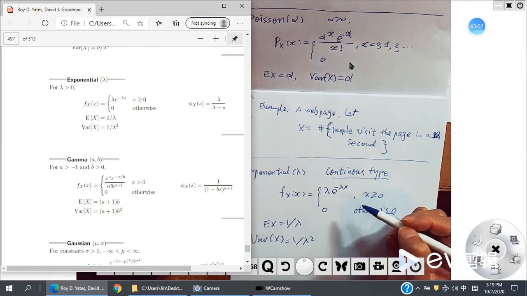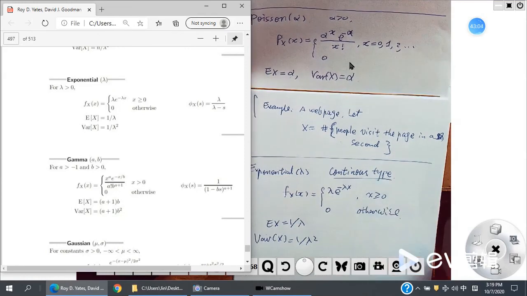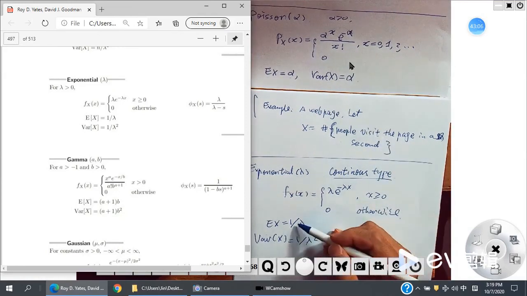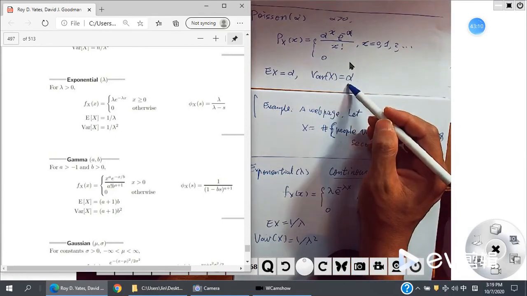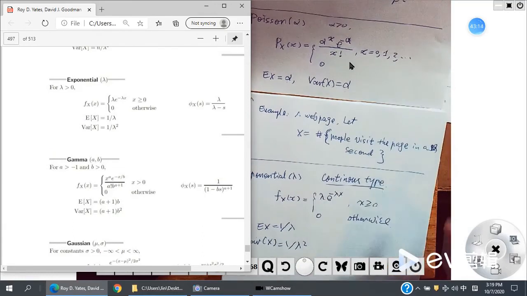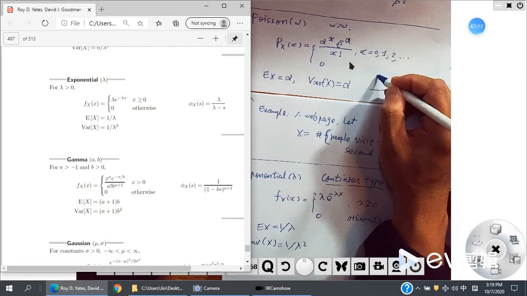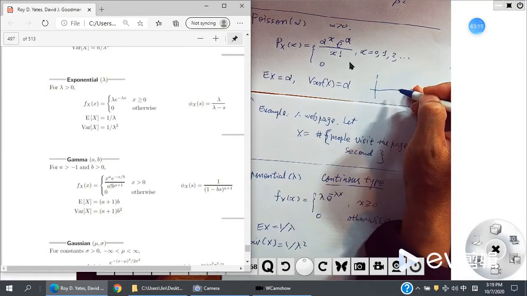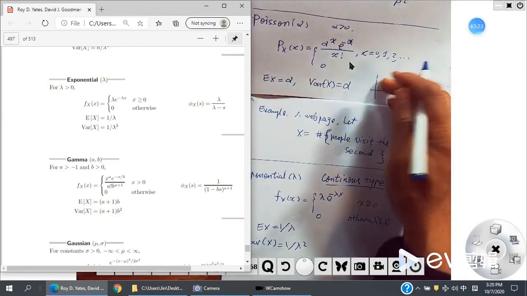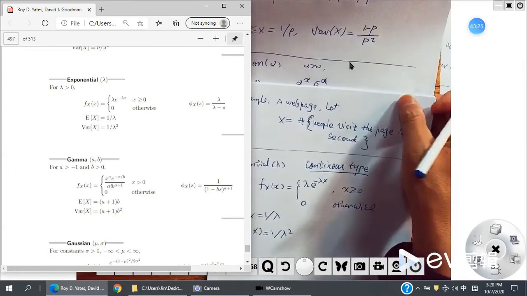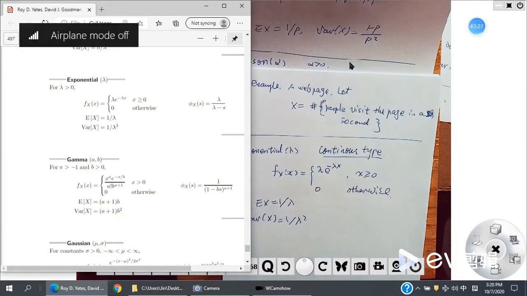And then the mean and the variance are 1 over lambda and 1 over lambda squared. Here it's alpha and alpha, right? Well, not exactly the same, but if you look at the graph, I don't know the value. Yeah, we can use the internet. Make sense? The internet may have it.